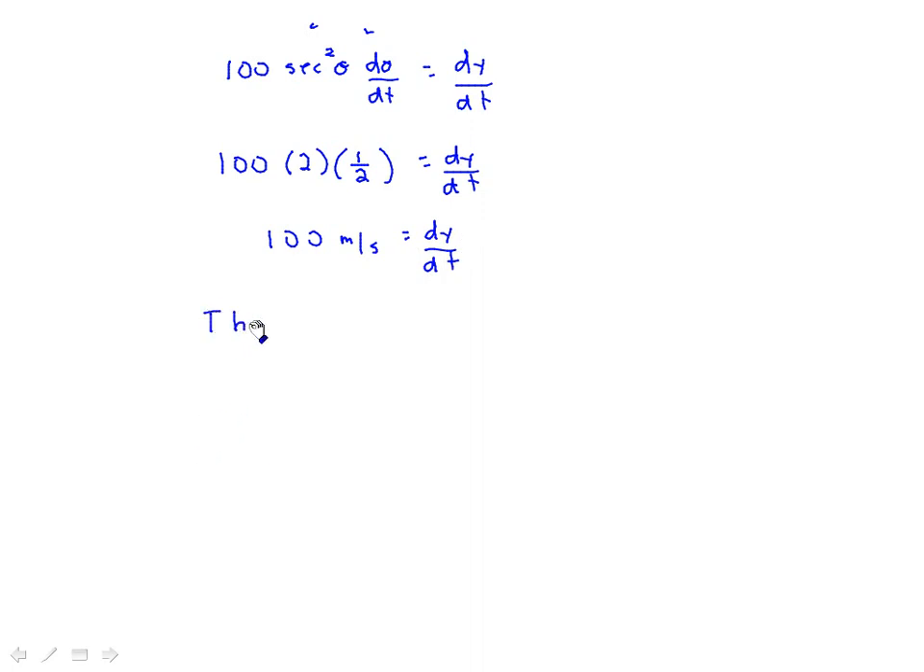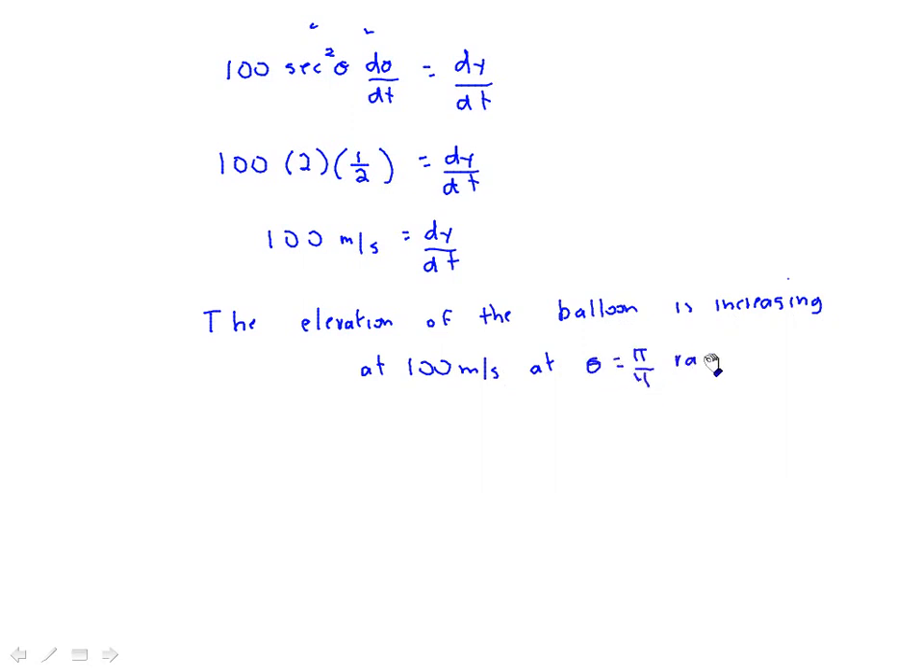So the elevation of the balloon is increasing at 100 meters per second at theta is equal to pi over 4 rads. And the guy looking up at this, the observer, is going to get a bit of a headache, I'd guess, but so it goes. So that's it for this.